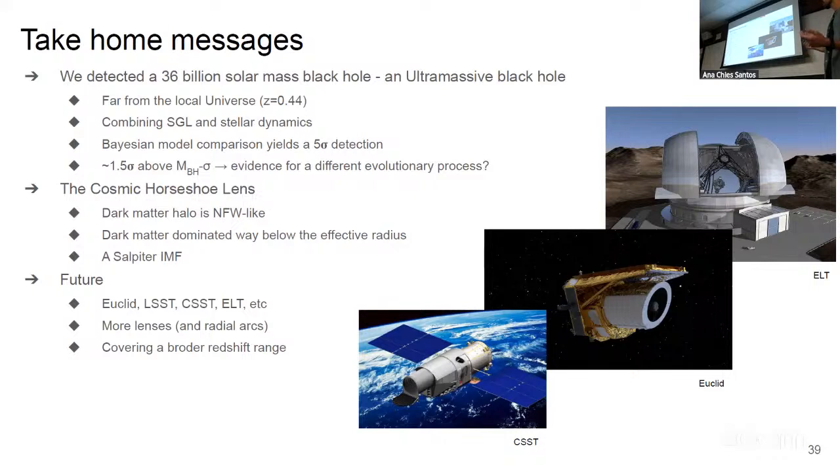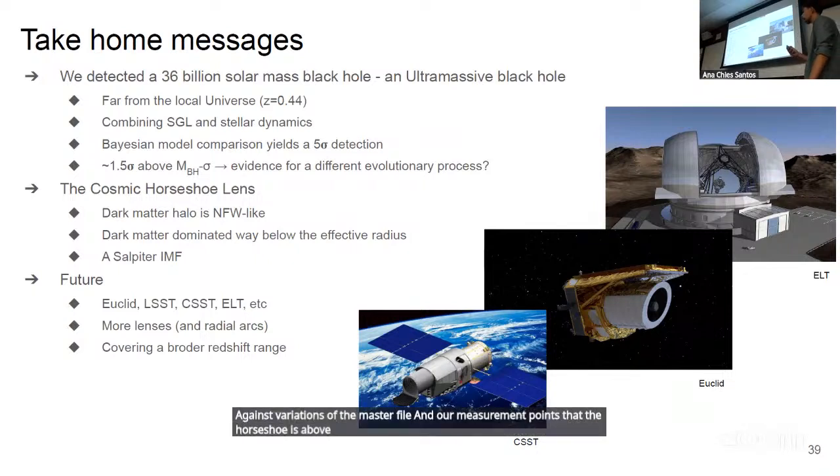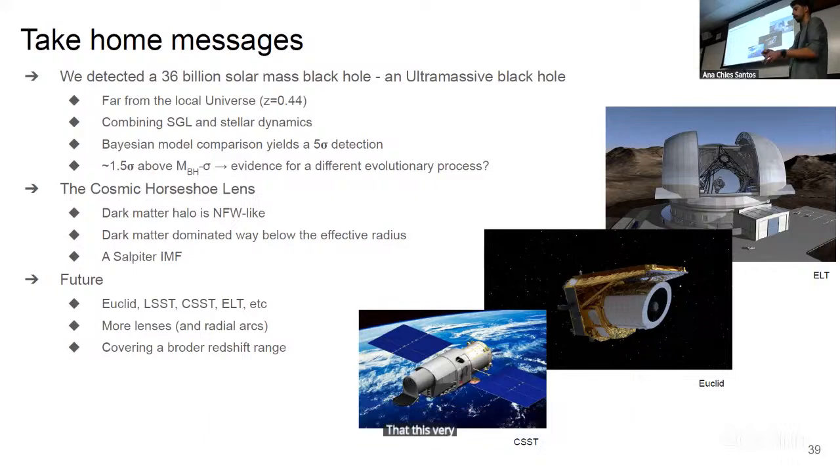If we look at the Bayesian model comparison, our measurement is very robust against variations of the mass profile. And our measurement points that the Horseshoe is above, by 1.5 sigma, the M-sigma relation, which seems to be common between other very massive galaxies. And this could be an indicative that this very massive end of the M-sigma relation could be following a different evolutionary process.